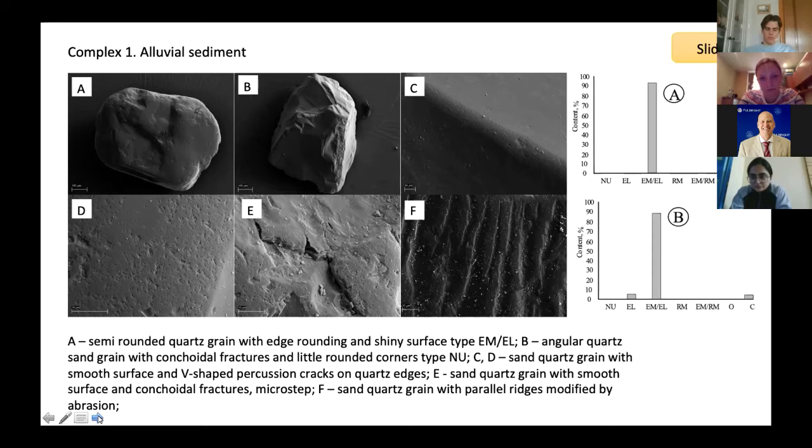As I said before, this type of breakage blocks is a result of individual V-shaped percussion cracks overlapping, and we can suggest that it was a sediment of the pre-Lena river.